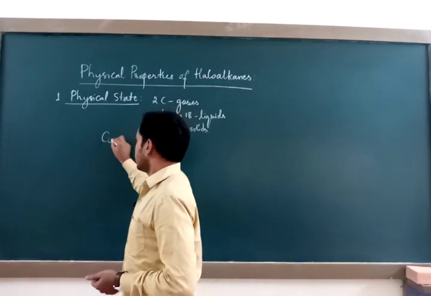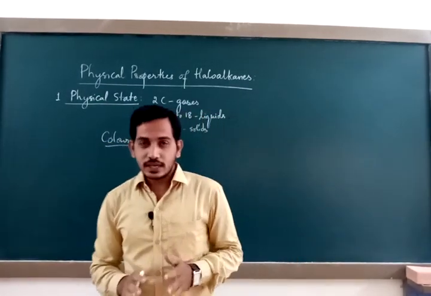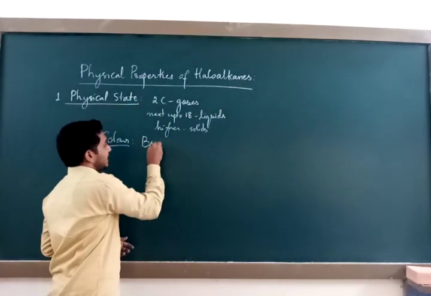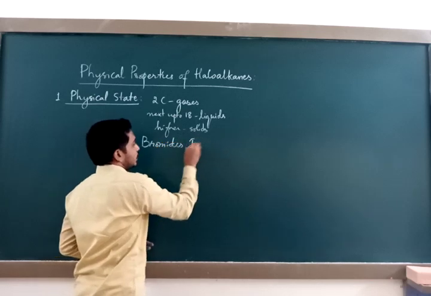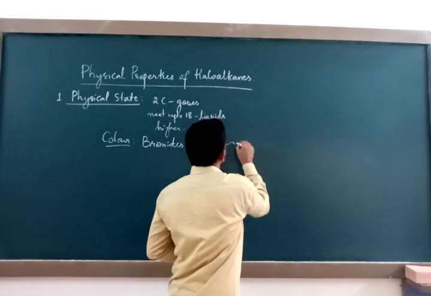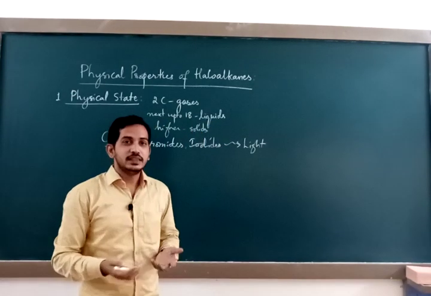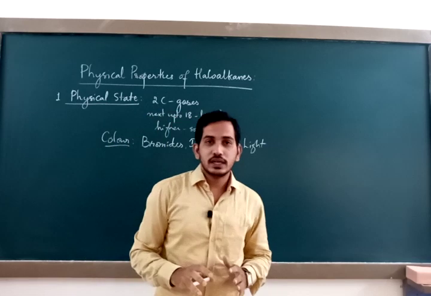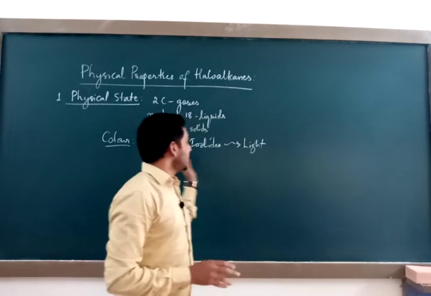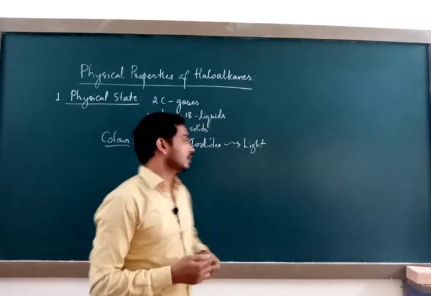When it comes to the color of haloalkanes, the chloroalkanes are usually colorless. They are usually colorless, but bromides and iodides, they develop color only when they are exposed to light. Unless they are exposed to light, they too remain colorless only, but if they are exposed to light, they will become colored. So all haloalkanes are colorless. Chlorides are always colorless. Bromides and iodides will develop color only when they are exposed to light.